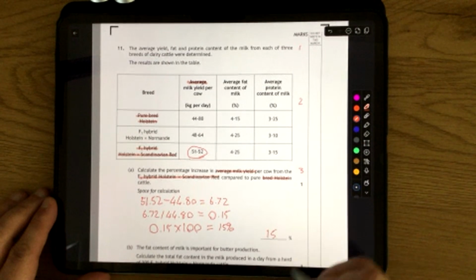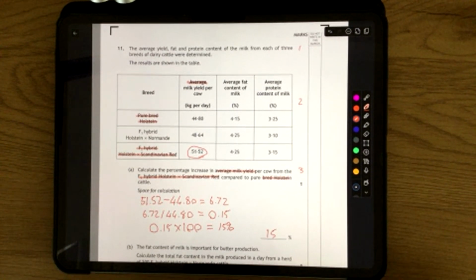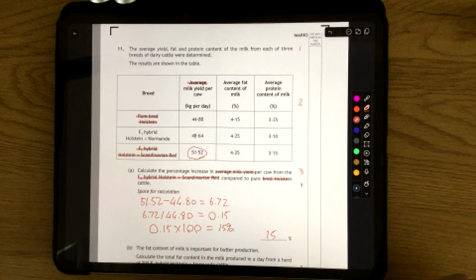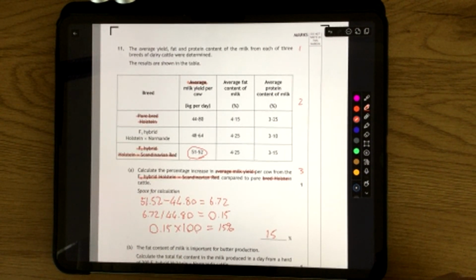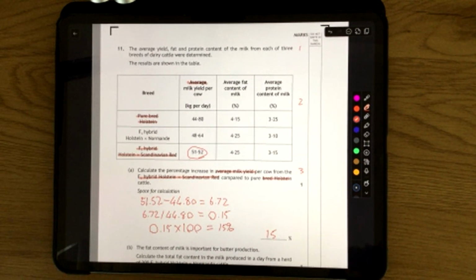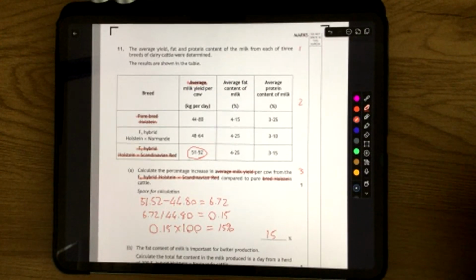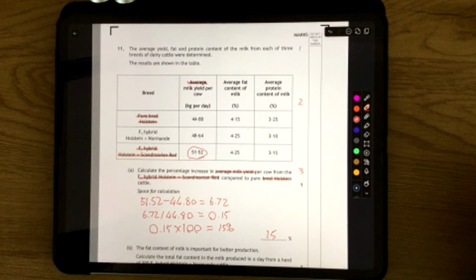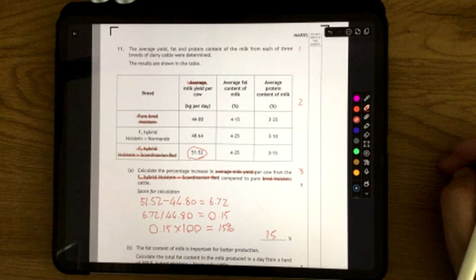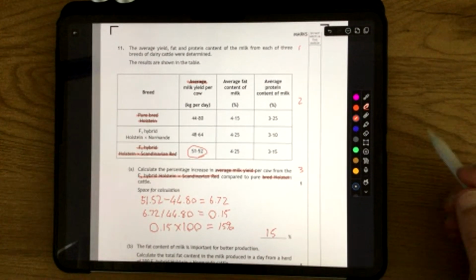Your answer there is that the percentage increase from 44.80 to 51.52 is an increase of 15%, and it'll work out like 6.72 is 15% of 44.80. So if you don't trust my brain mathematics here, then give it a go yourself and just put it in your calculator and you'll get to that result. Right, so that's the first question.